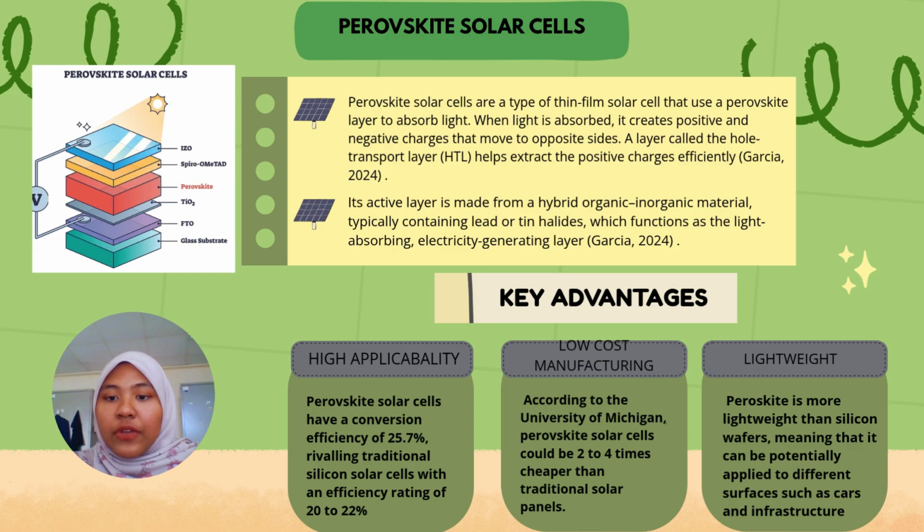Some key advantages of perovskite solar cells is high applicability. Perovskite solar cells have a conversion efficiency of 25.7%, rivaling traditional silicon solar cells with an efficiency rating of 20 to 22%. Secondly, its low-cost manufacturing. According to the University of Michigan, perovskite solar cells could be 2 to 4 times cheaper than traditional solar panels. And lastly, is its lightweight. Perovskite is more lightweight than silicon wafers, meaning that it can be potentially applied to different surfaces such as cars and infrastructure.